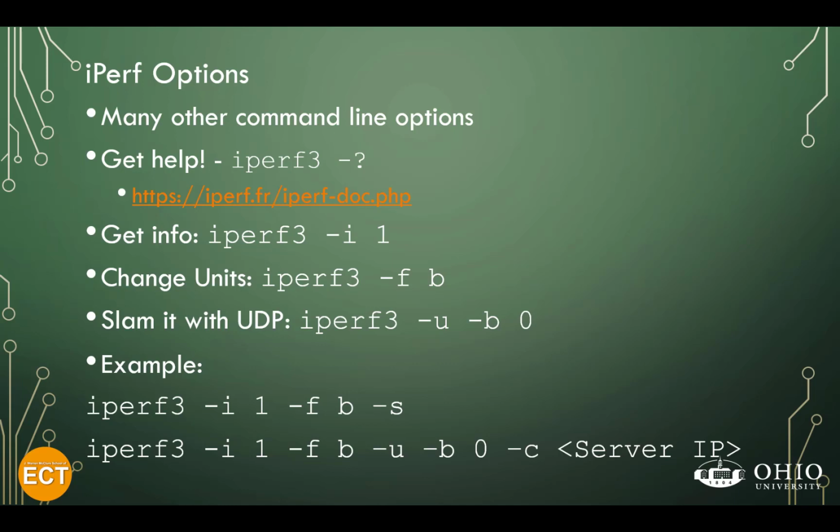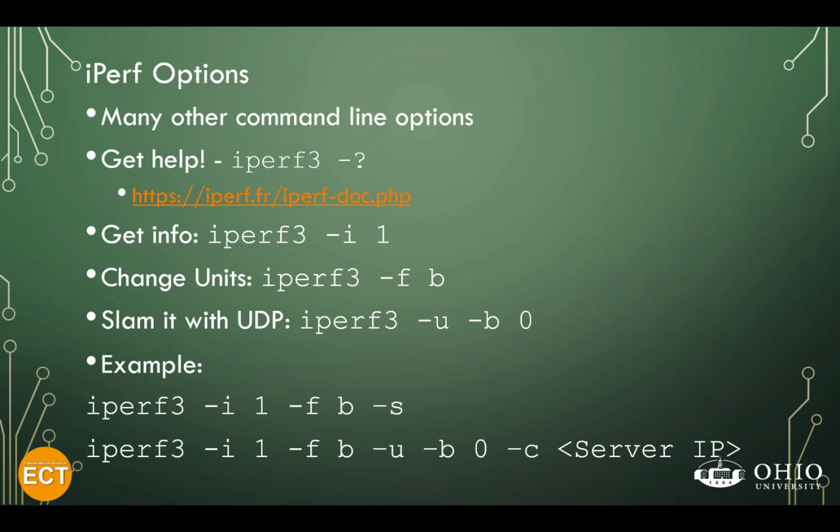Top on my list, -i with a 1. By default, iPerf runs all these tests and you don't see anything or very little. When it's all done, it barfs out some answers and you're like, oh, it's done. Now, if you're running a 60-second test, that means you sit there staring at a black screen, twiddling your thumbs, wondering, did it die? Has it croaked? What's going on? The -i 1 says every second, it will put up data on the screen.